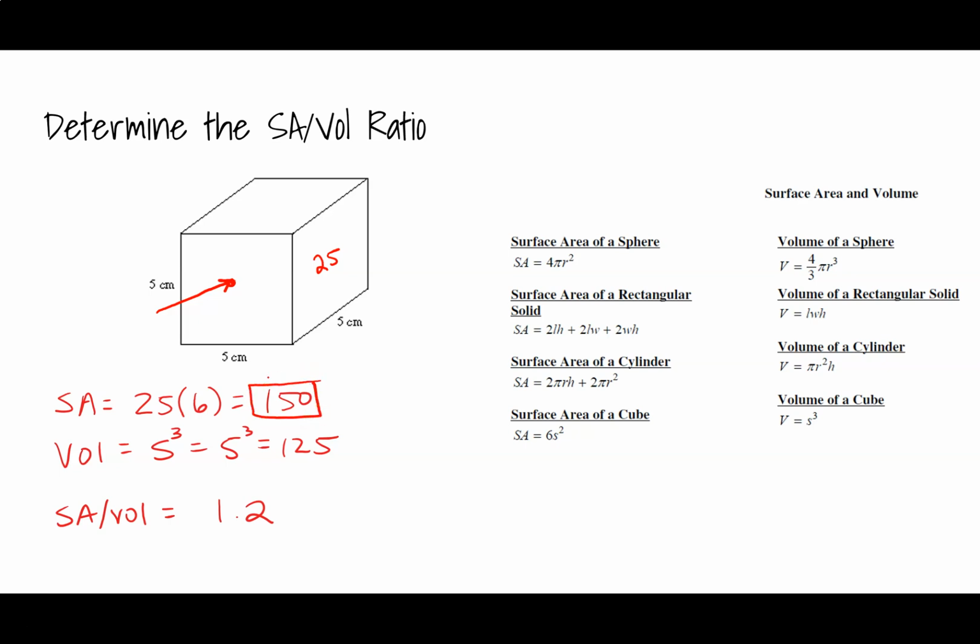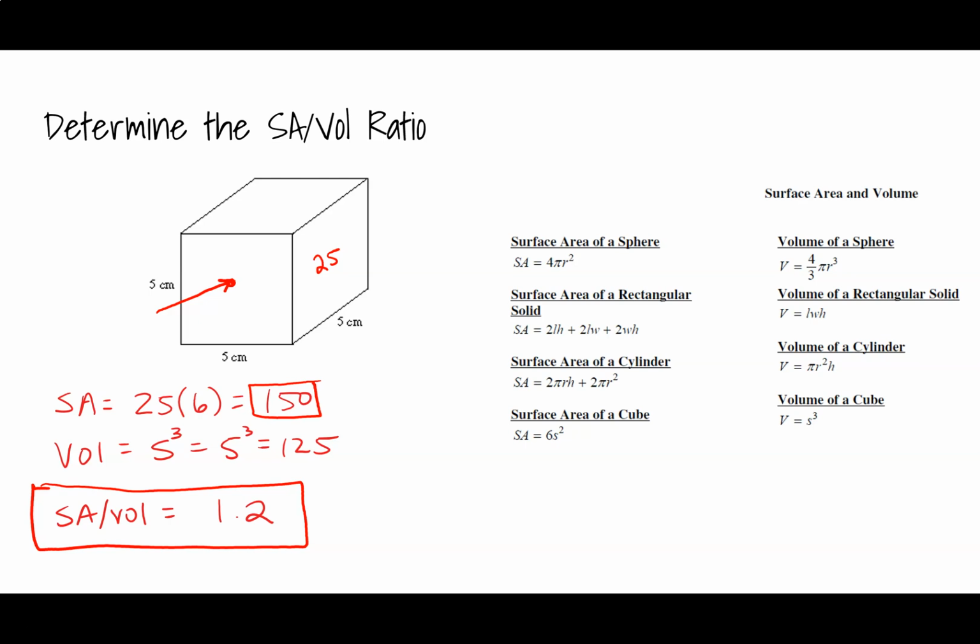If we do the math on the volume, it's side cubed. So 5 times 5 times 5 is 125. And your answer there is going to be 1.2. Now, the answer that I sent you guys, I don't know what I was thinking. I rounded wrong on this. 1.2 is correct. That's the right answer.